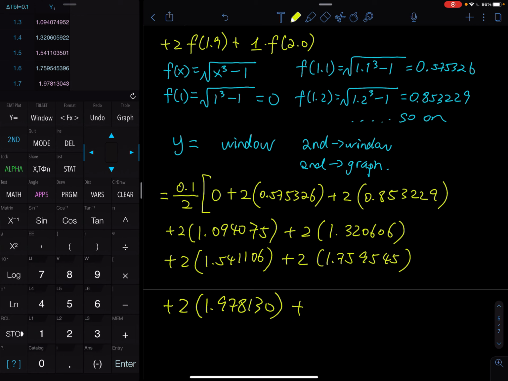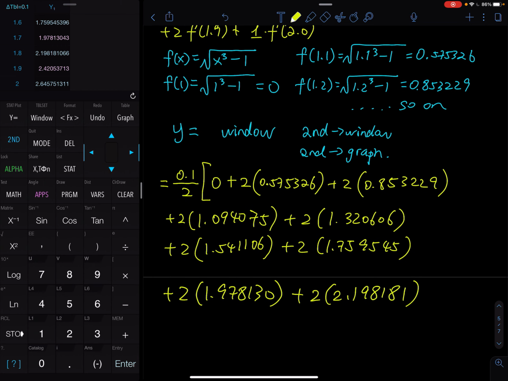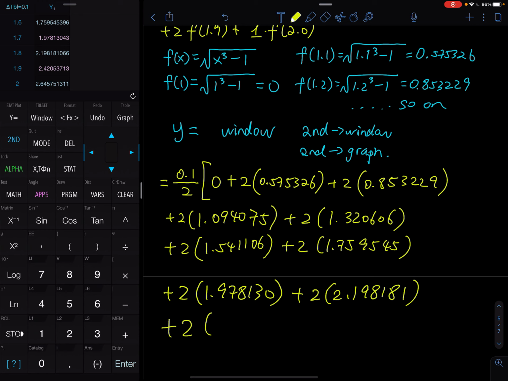then 1.8, 1.9, and 2.0. Let me show you that right now. And then you have 2 times 2.198181. Right? And then for 1.9, you have 2.4205, 37, and then the last one, the coefficient is 1, right? So you have 1 times 2.64, 57, 51.